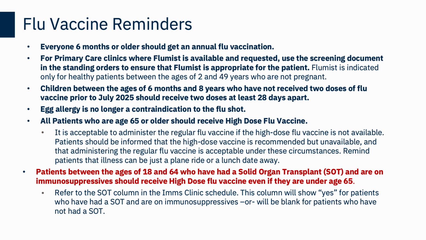Patients between the ages of 18 and 64 who have had a solid organ transplant and are on immunosuppressives should receive high-dose flu vaccine even if they are under age 65. Refer to the SOT, or solid organ transplant, column in the IMS clinic schedule. This column will show yes for patients who have had a solid organ transplant and are on immunosuppressives, or will be blank for patients who have not had a solid organ transplant.